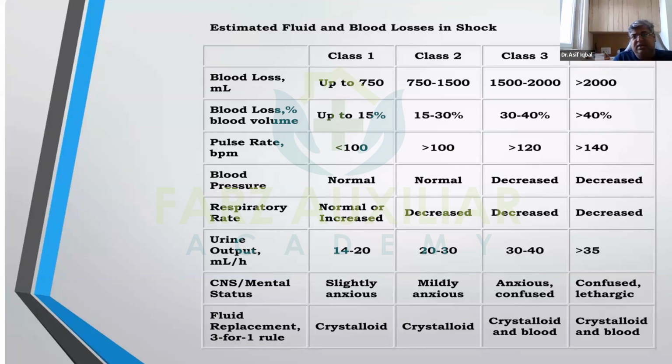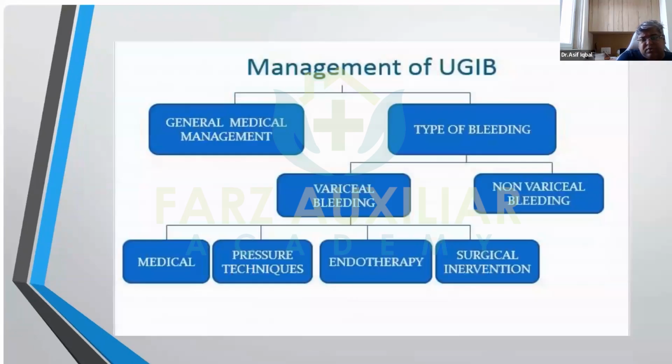And second, in this table, you have to identify whether this shock is class 1, class 2, class 3, and class 4. Basically, they try to confuse on the class 2 and class 4 type. So management of upper GI bleed: general medical management, type of bleeding, variceal bleeding or non-variceal bleeding.